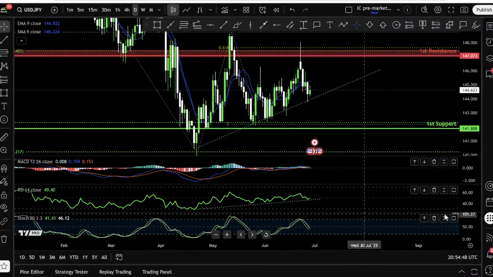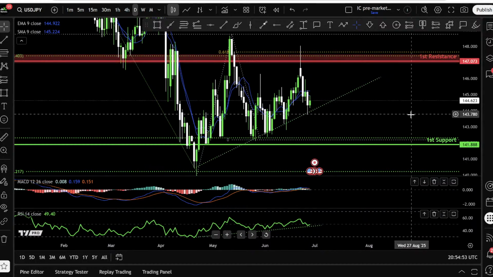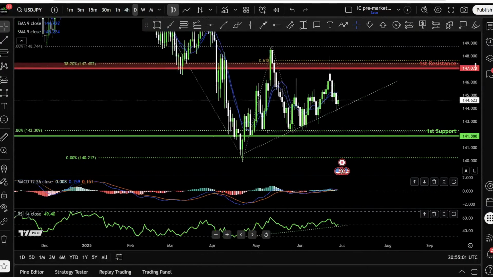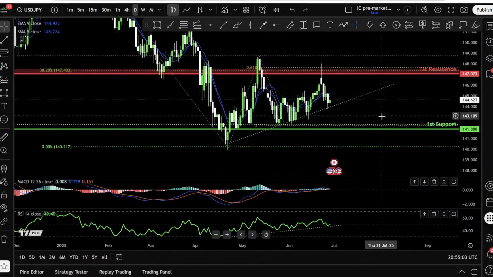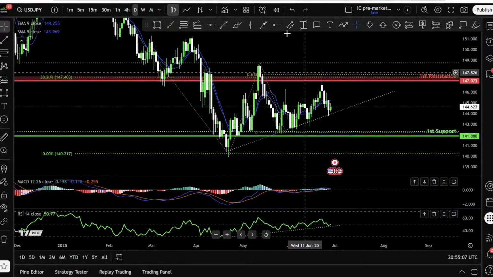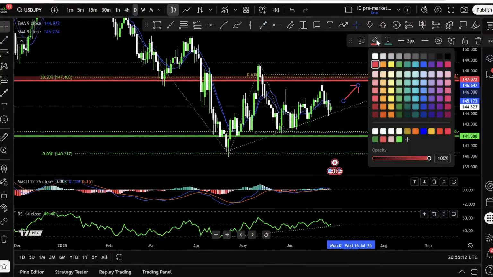But you can KIV this as well. You can wait for prices to give you a more certain trend before you make any moves. I think that's what I would do right now. But otherwise, if you want to, you can go in for a buy here.